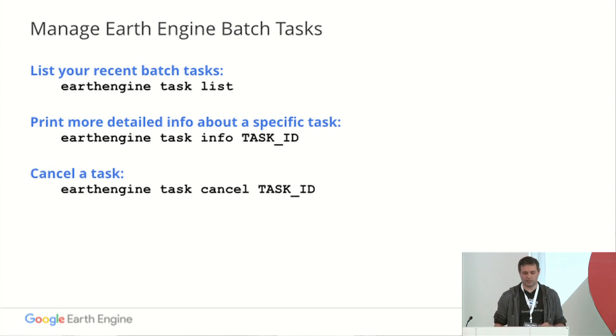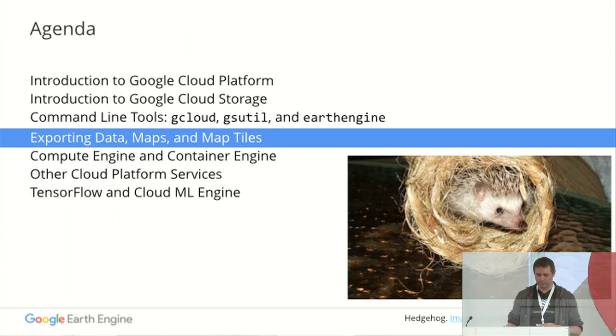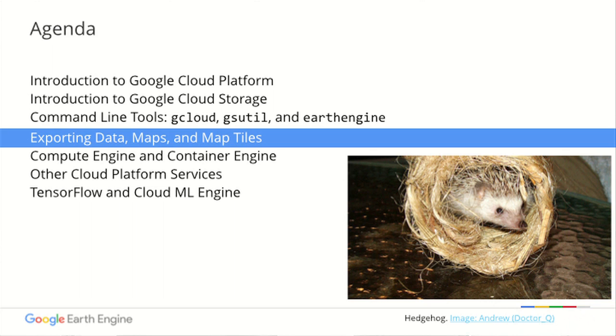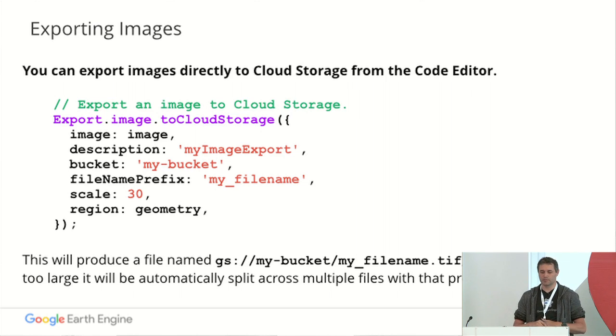All right, so bearing this hedgehog in mind, we will dive in a little bit more now to how you can export data from earthengine to cloud storage for use in other cloud computing workflows or for publishing on the web. There are a few different types of data that you can export. Again, don't worry about every word. You can use these as templates when doing your own exports.